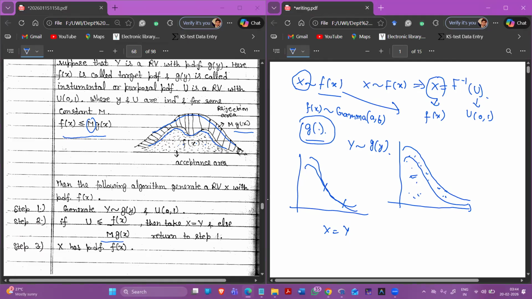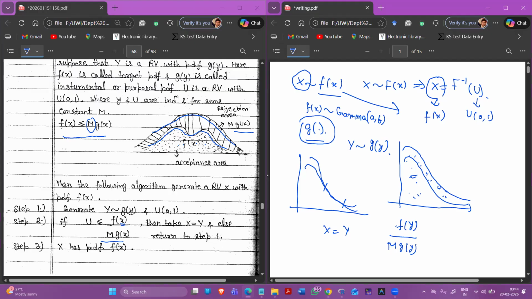The y that I am generating is lying in this rejection region. So that's why I need to go back again to step 1 and generate again y from g(y) and u from the uniform distribution, and compare again. Here, in f(x) divided by m g(x), it is basically f(y) divided by m g(y). That value that you generate from y, you keep here, and then you find the ratio between both of them.